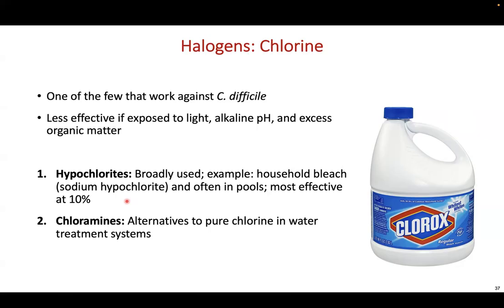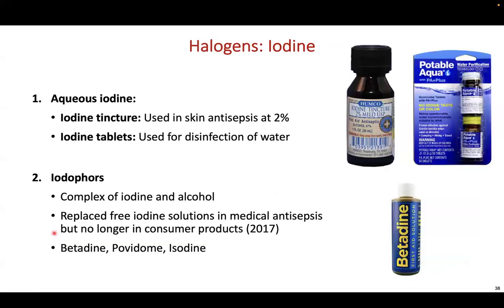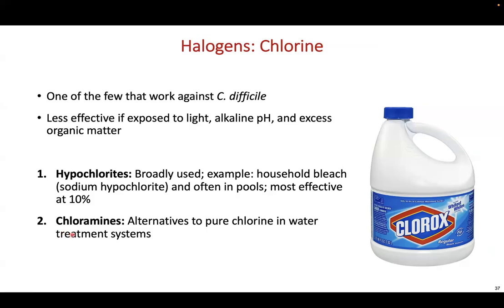It's also used in pools and is more effective at about 10%. You realize that even in the lab, we have 10% bleach for cleaning surfaces when we need extreme disinfection. The second group is chloramides, which are an alternative to pure chlorine in water and are used for treating systems. This one is more commonly used for treating large water sources, for example, the water that comes to our households.